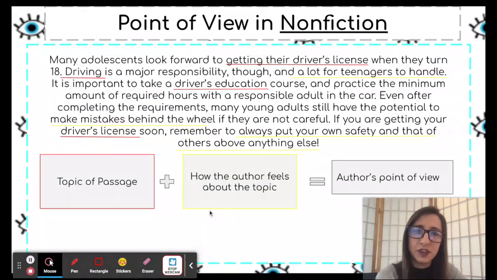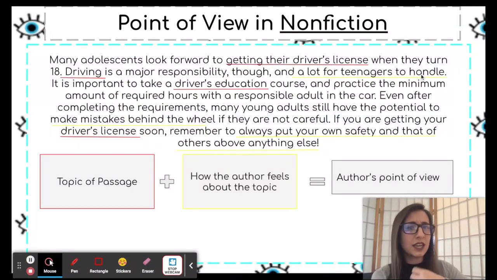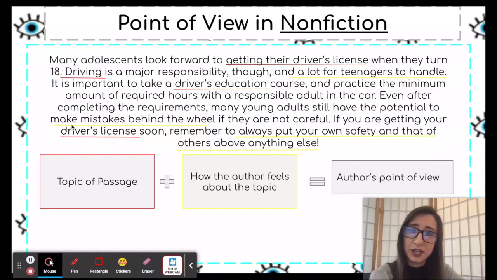How does the author feel about the topic? Well, I see here that the author thinks learning to drive is a lot for teenagers to handle. That kind of has a negative feeling. It kind of implies that teenagers might not be able to handle it. Next, I see a phrase here that they might make mistakes behind the wheel. This has a very negative feeling to it, and it almost feels like the writer is warning us. Lastly, remember to always put your own safety and that of others above anything else.